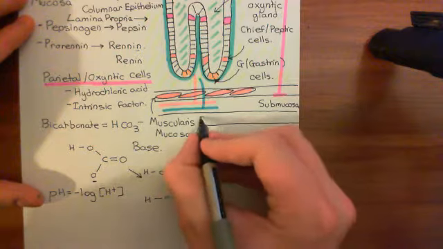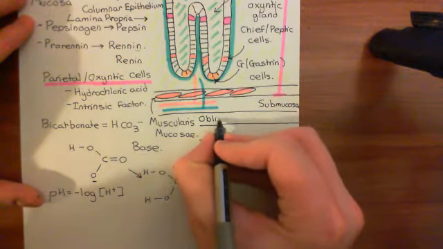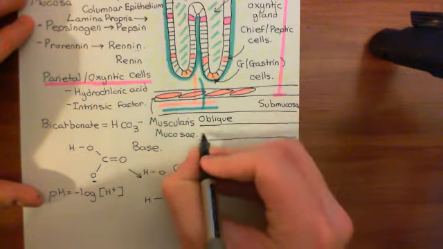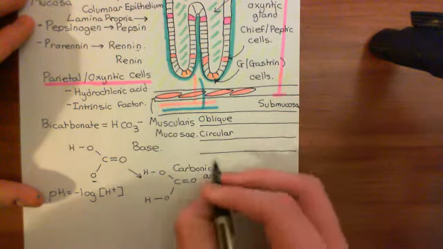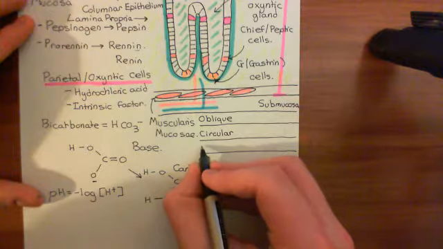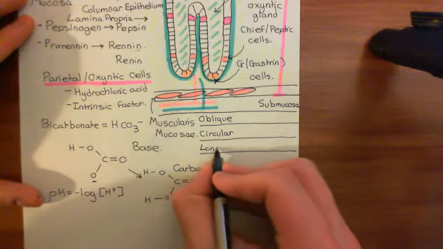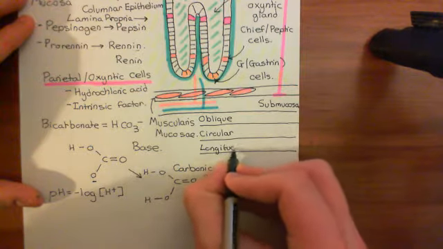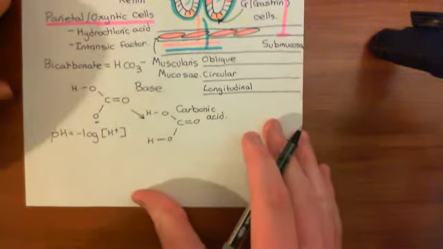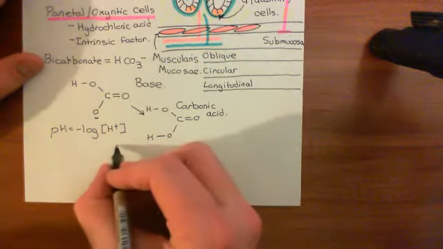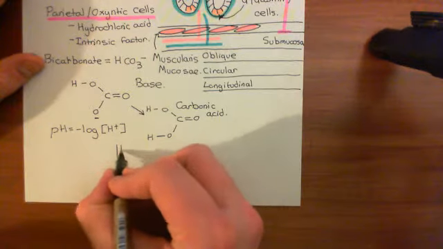Okay, now one is known as the oblique layer of smooth muscle cells. The next is known as the circular layer of smooth muscle cells, and the final is known as the longitudinal layer of smooth muscle cells. To understand what this means, I need to show you a picture of the stomach again. So let's go back to the macroscopic anatomy of the stomach.